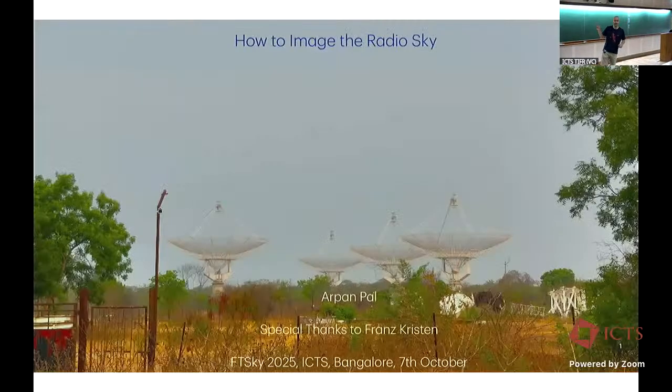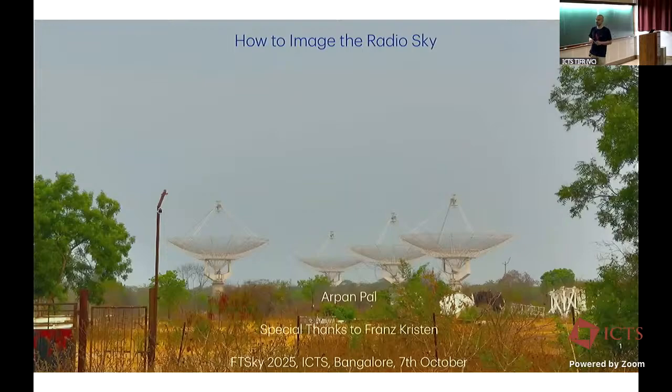So this is actually a lecture prepared by Arpan, but Arpan couldn't make it. So it's my honor to actually give Arpan's talk. And this one will be all about how to image the radio sky, right? You might think this is trivial because, if you're used to optical astronomy, you take your CCD, you get your image, bam, you're done. But that's not quite the case in radio astronomy, or in particular in radio interferometry.